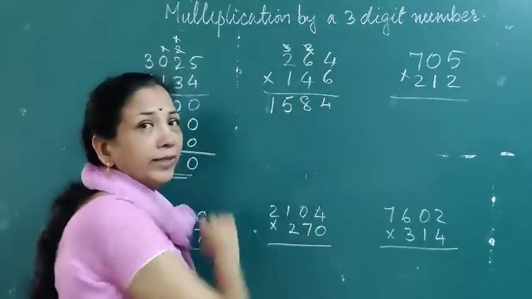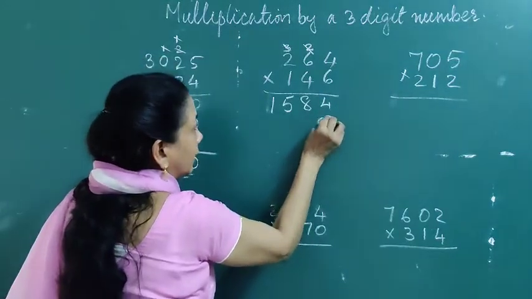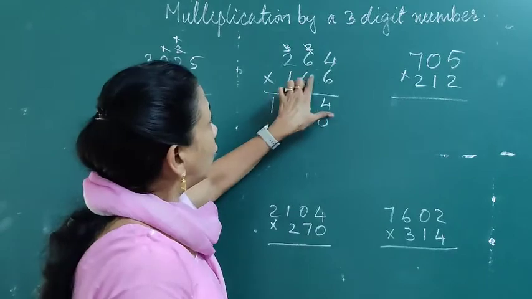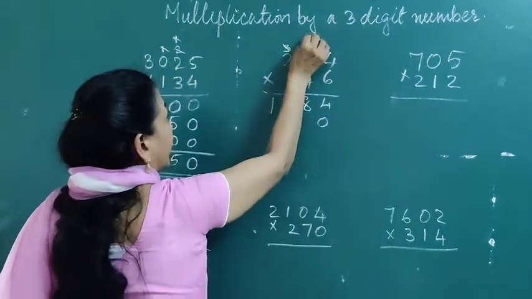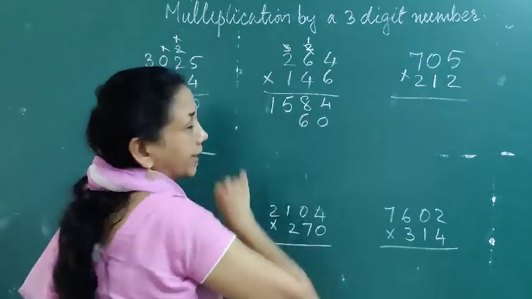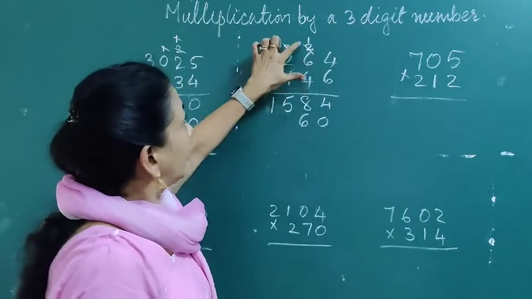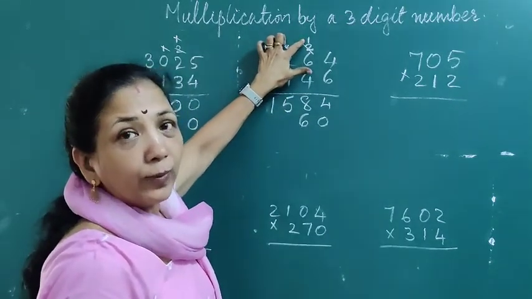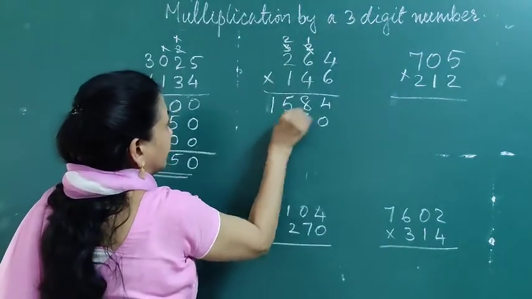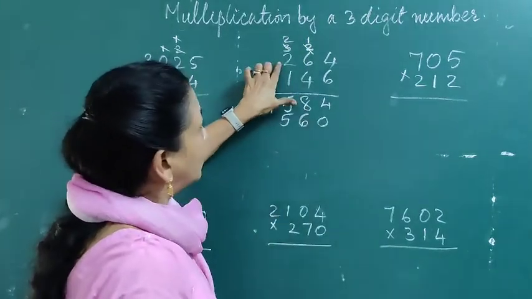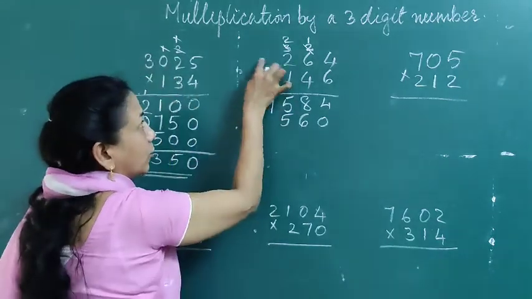Now you are multiplying with the tens place. 4 is in the tens place. So in the ones place you put 0. Then 4 fours are 16. So 1 carry. Then here will come 6. Then 4 sixes are 24. 24 plus 1, 25. So 2 carry 5. Then 4 twos are 8. 8 plus 2, 10. Here no other number.